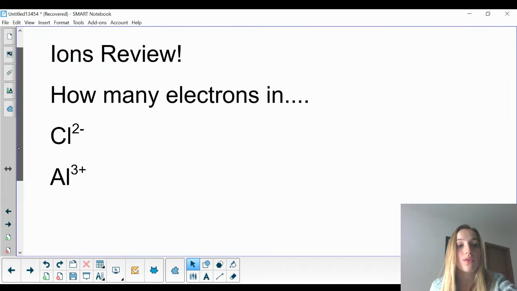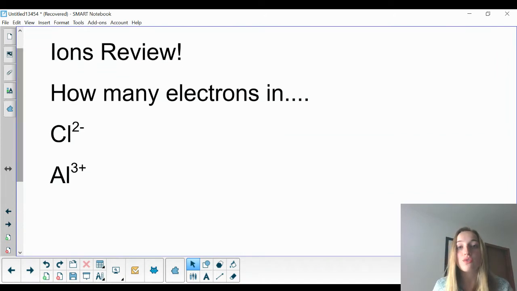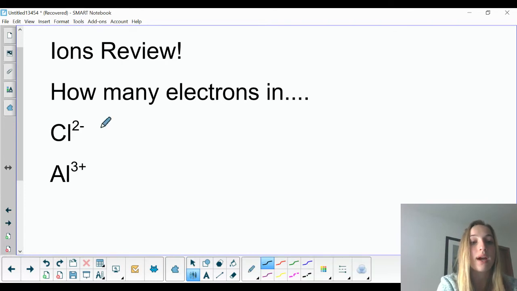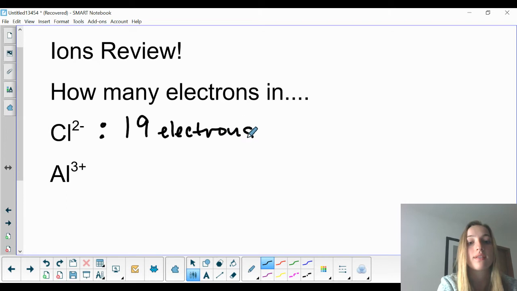So in a chlorine with a -2 charge, we're going to have 2 extra electrons. Look at your periodic table. On our periodic table, chlorine has 17 protons and 17 electrons when there's no charge. So in our chlorine with a -2 charge, we are going to have 19 electrons. We have 2 extra electrons.